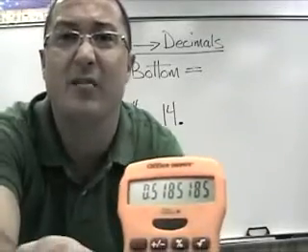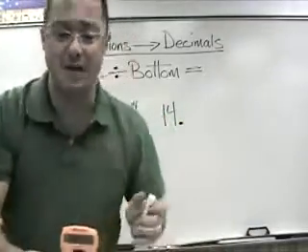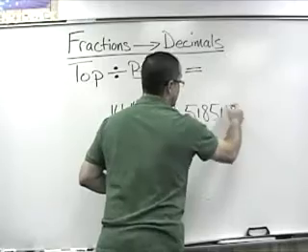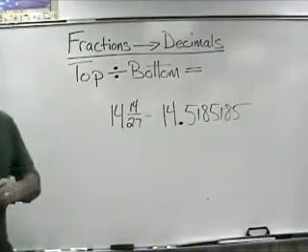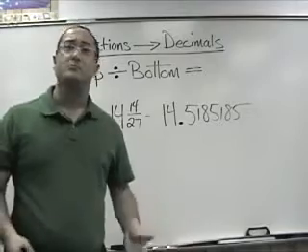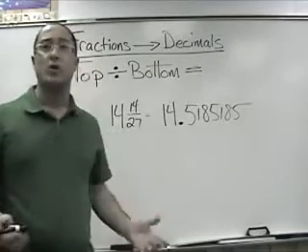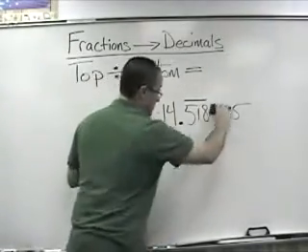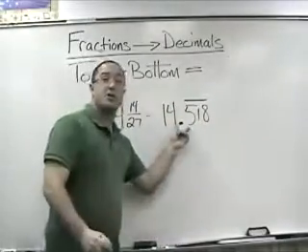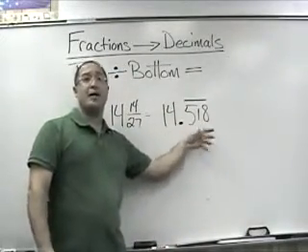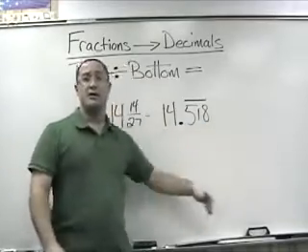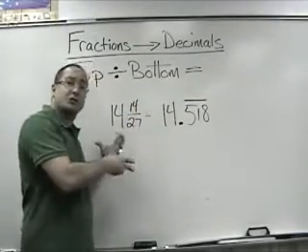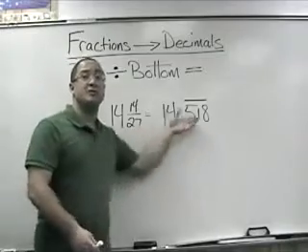Get something long here. 0.518518. Okay? What do you think's happening here? Do we have a repeater? What's repeating? 518. So where do we put the bar? Over the whole thing. Because that's what it's going to do forever. It's going to go 14.518, 518, 518, forever and ever. Okay? And that's converting fractions into decimals, or mixed numbers into decimals.